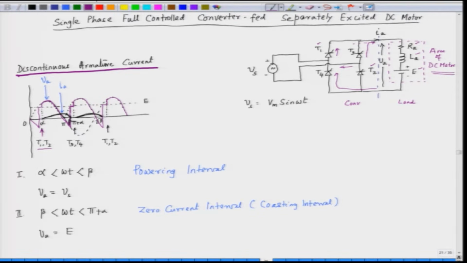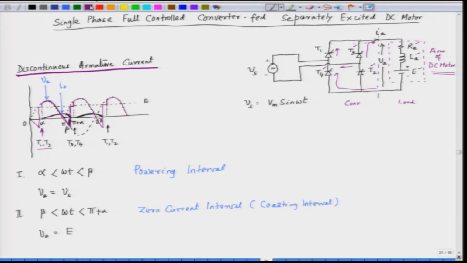The current starts from 0 and gradually builds up, and then again it comes down to 0 at an angle beta, the extinction angle. Afterwards the current is 0 till the next pair of SCRs are triggered. The next SCRs are T3 and T4, and these are triggered in the negative half cycle.